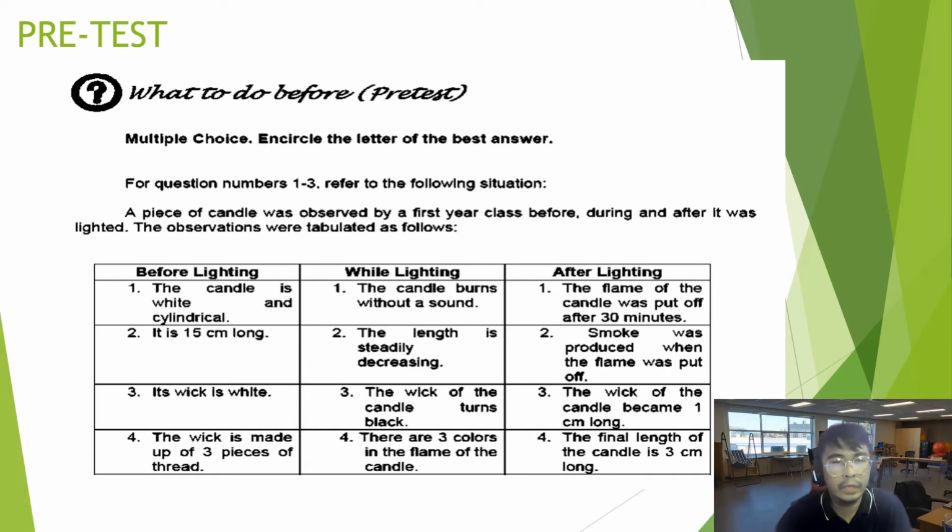For numbers 1 to 3, you need to refer to the following situation. A piece of candle was observed by a first-year class before, during, and after it was lighted. The observations were tabulated as follows. So again, there are three setups: before, while, and after.